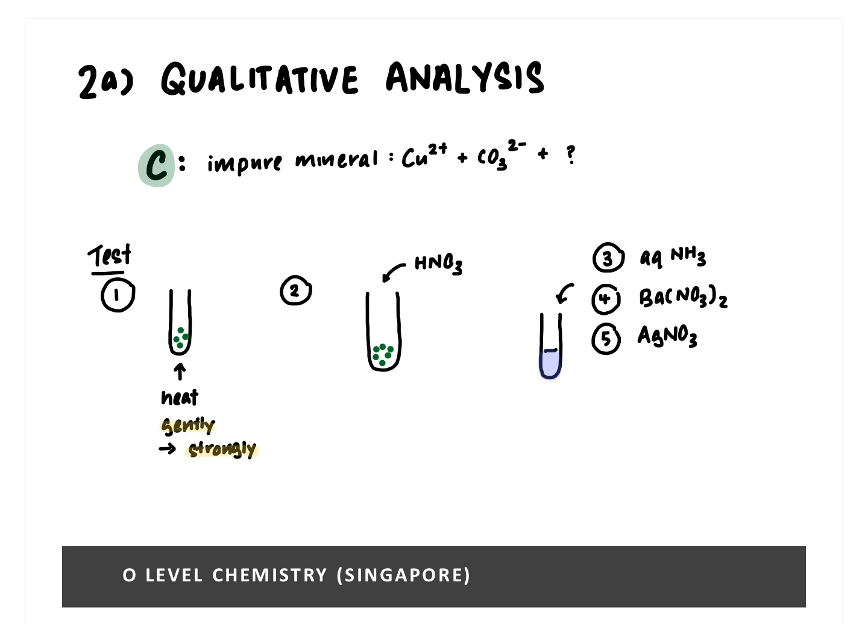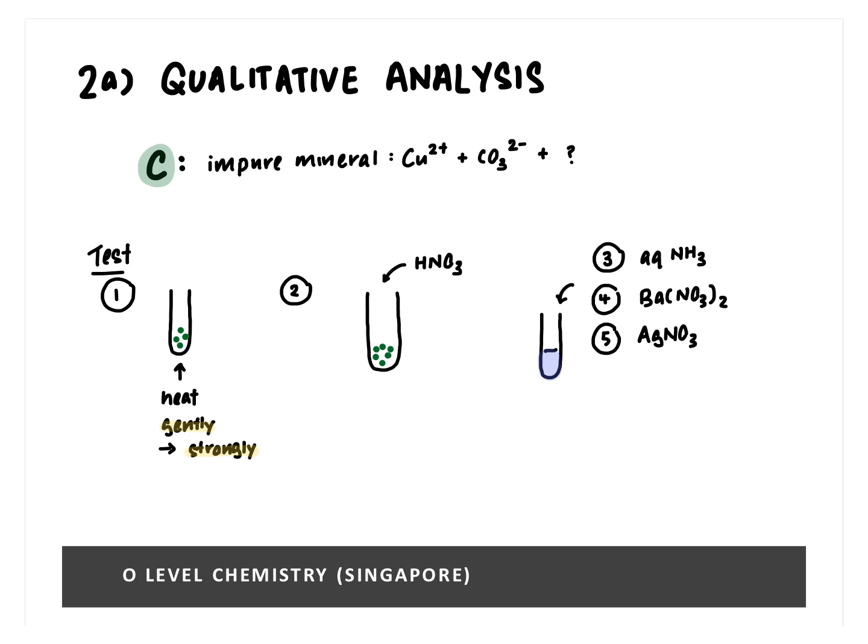So if you have performed the heating, you will notice that there is some colorless liquid formed at the mouth of the test tube. So that's an indication that there is water of crystallization. So the other copper salt is actually a hydrated copper salt.